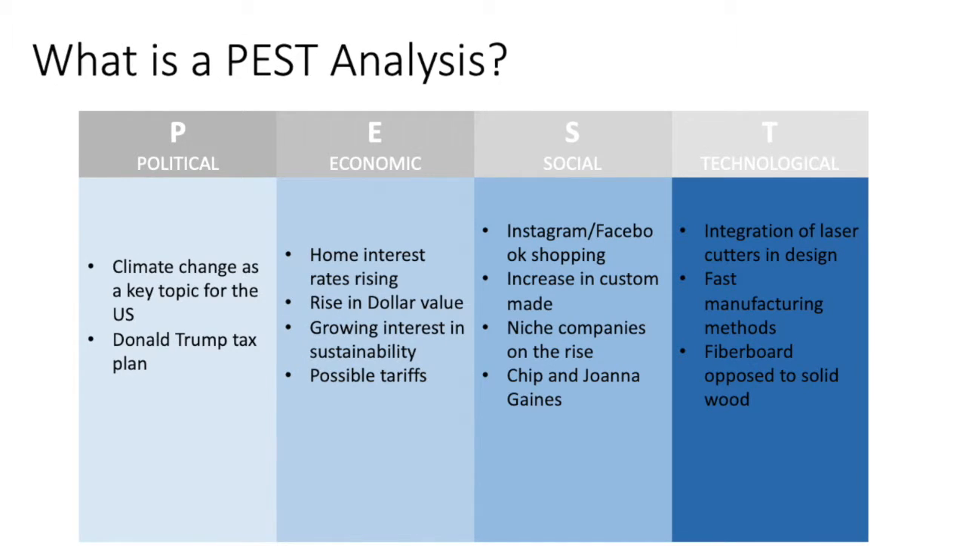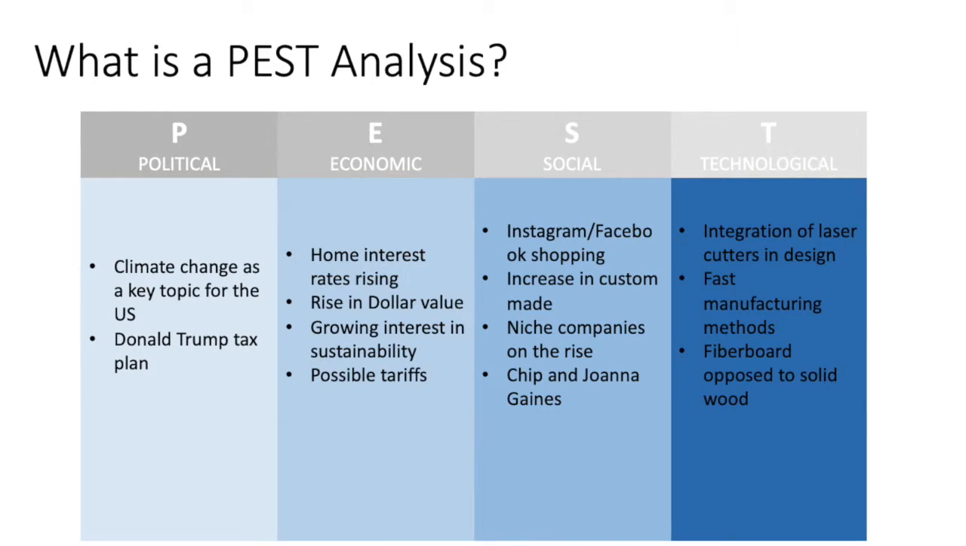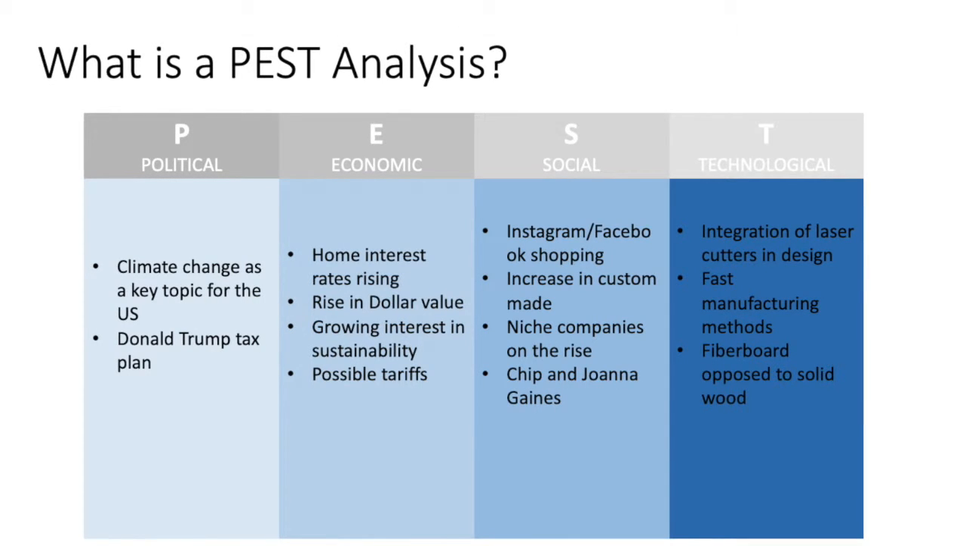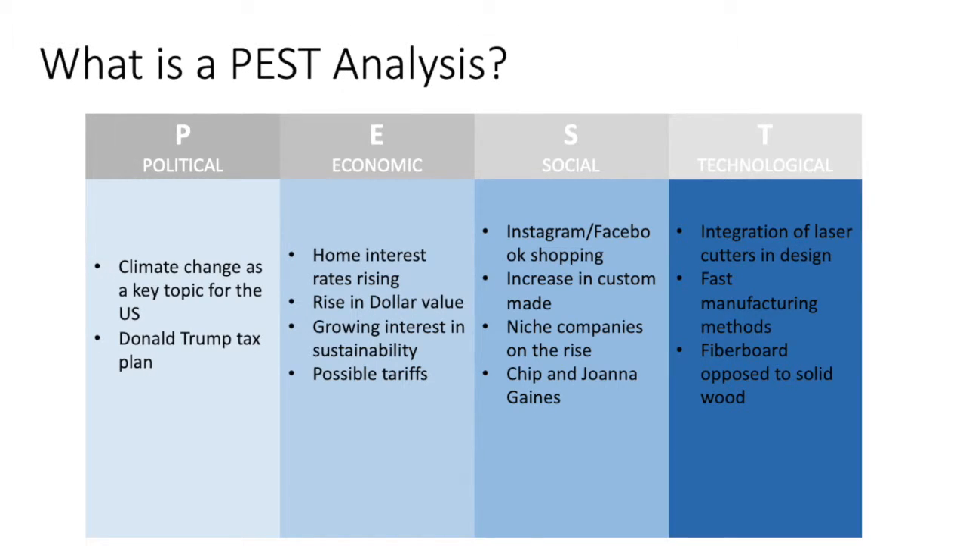For social, so Instagram and Facebook shopping is on the rise. So this is great because we do have an Instagram and Facebook platform, and as of right now, we mostly sell off Facebook Marketplace. So if people keep going there to look to buy items, this is going to be great for us because we will have the items up and ready to be bought.